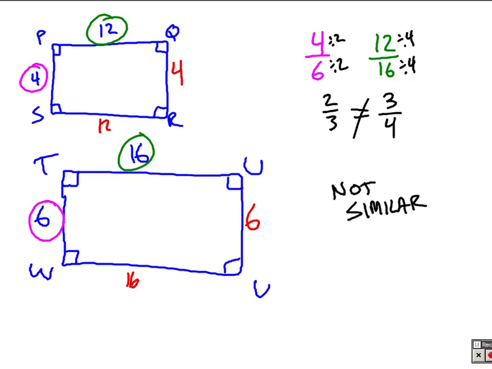There you have it, your crash course on similarity. Same shape, different size. One is an enlargement of the other, for example, and that's what we need to look for.